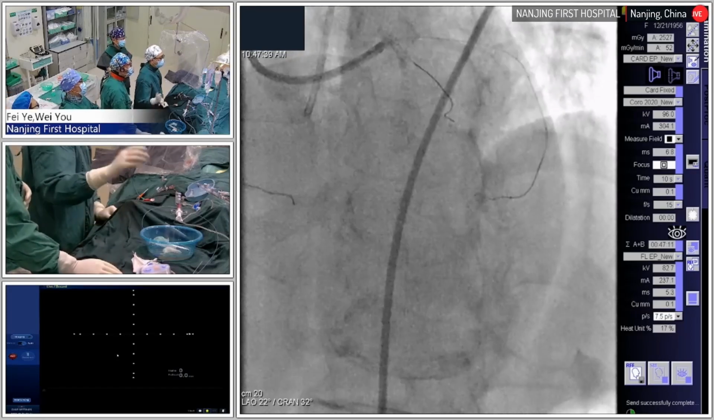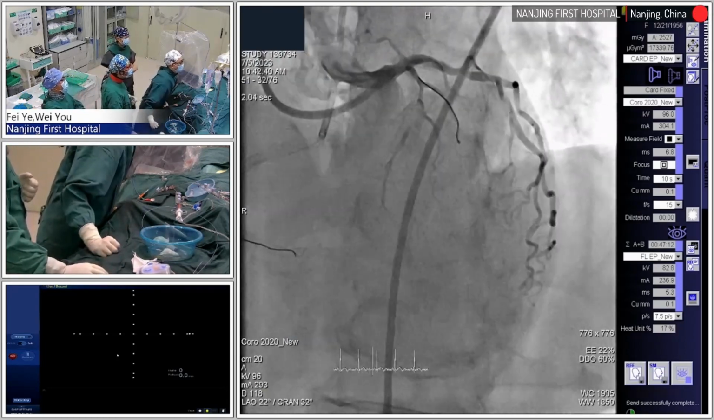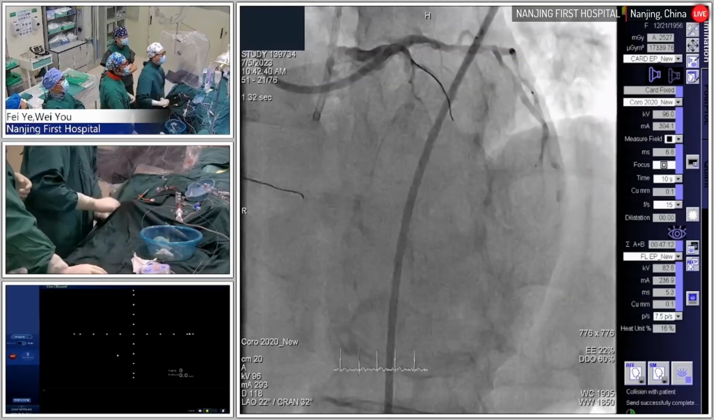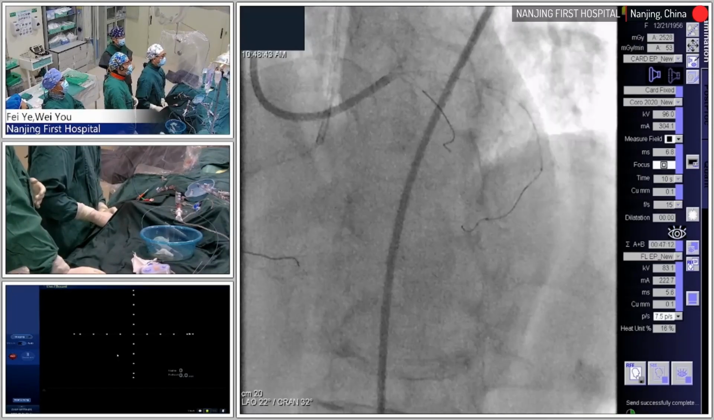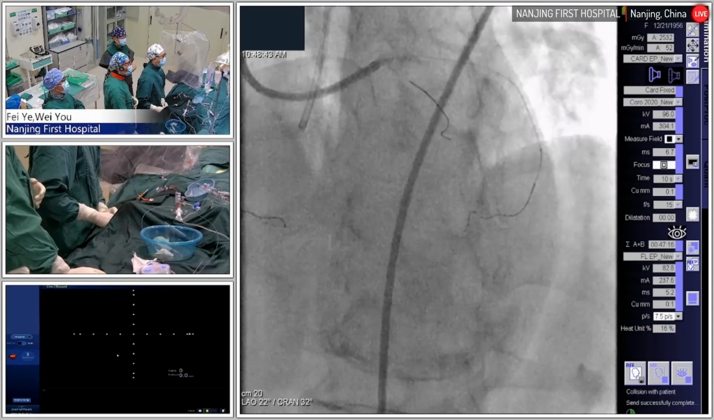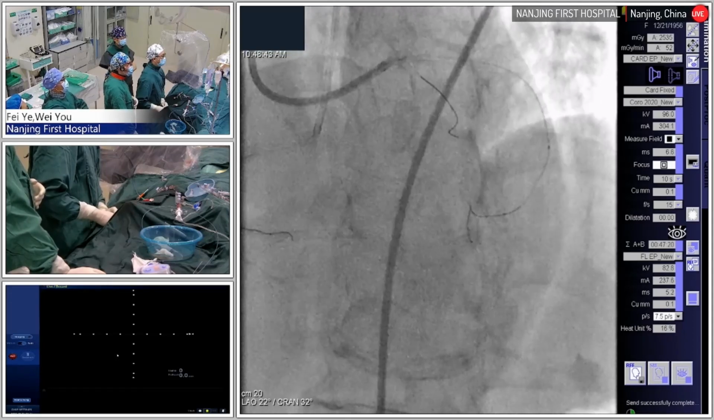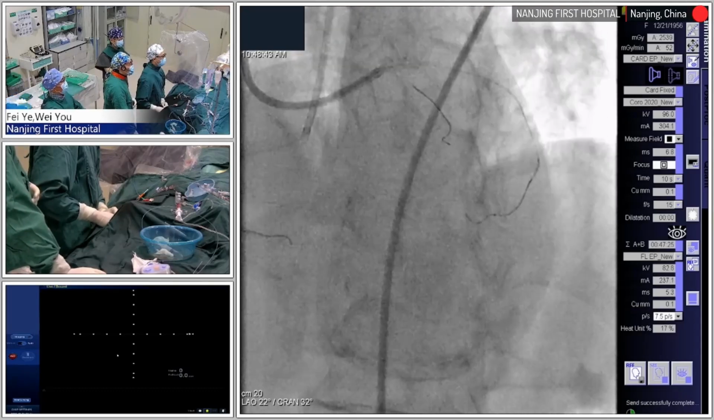Okay, the previous view, please. Previous view. Very tortuous here. Yes, very, very tortuous. Change another direction. Yes, change another direction.